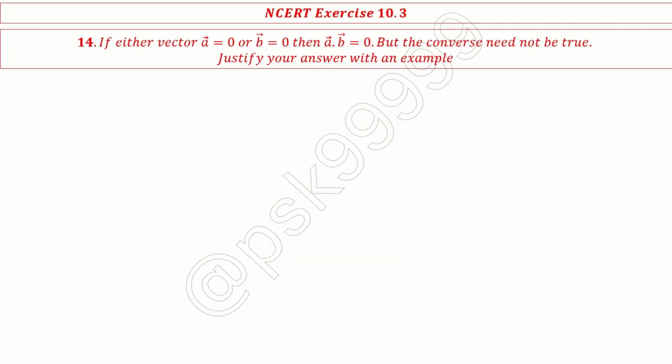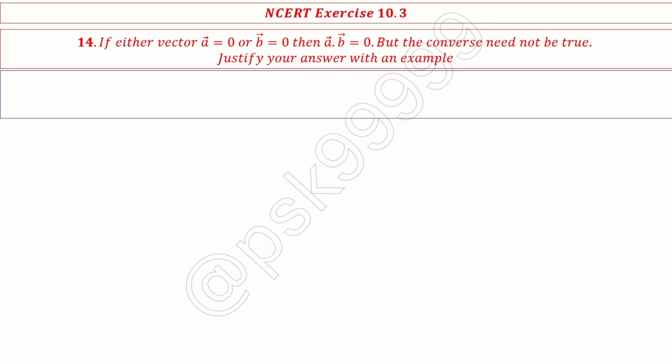Okay, if either vector a equals 0 or b is 0, then a dot b equals 0. But the converse need not be true. Justify your answer. Yes, this need not be 0, because the scalar product is a sum of products of components, which you may get as 0 even though individually they are not zeros, right?